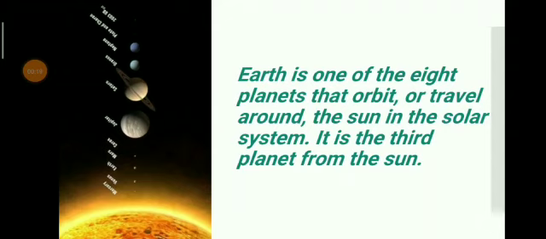Students, earth is surrounded by a layer of air called the atmosphere. Earth is one of the 8 planets that orbit or travel around the sun in the solar system. Students, as you can see in the picture, it is the 3rd planet from the sun.